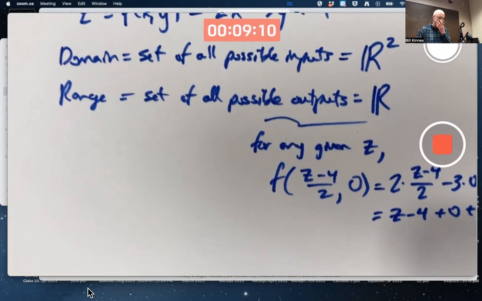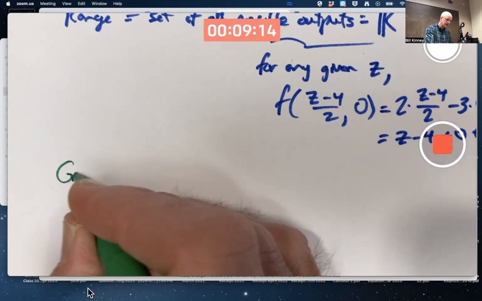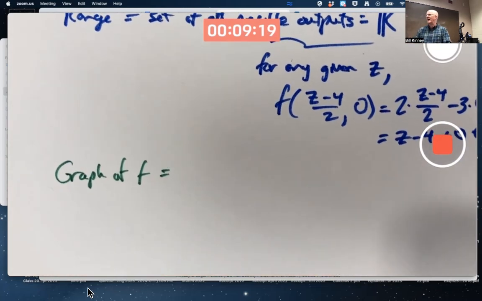What's the graph of this look like? The graph of f. Well, what is the graph? What does it even mean? What's an ordinary graph that you've always made? You've let x vary and you made values of y, you plotted points and connected the dots. We could do likewise here.